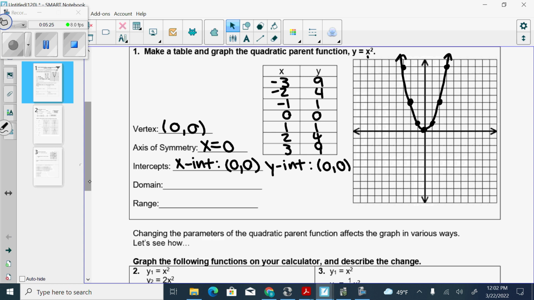Okay, my domain, what should it be? Very good. It's never going to stop going left or right, so all real numbers. My range. Does this thing go up forever? Yes, but does it go down forever? What's the lowest it goes? 0. So how would I write my range?